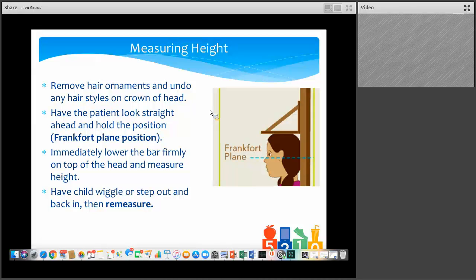It's important to have the child wiggle and step out and then step back in, get back into position and remeasure. So it is time consuming to get an accurate height, but it is an important step to measure it a couple of times because it can be difficult to get a child in the correct position.